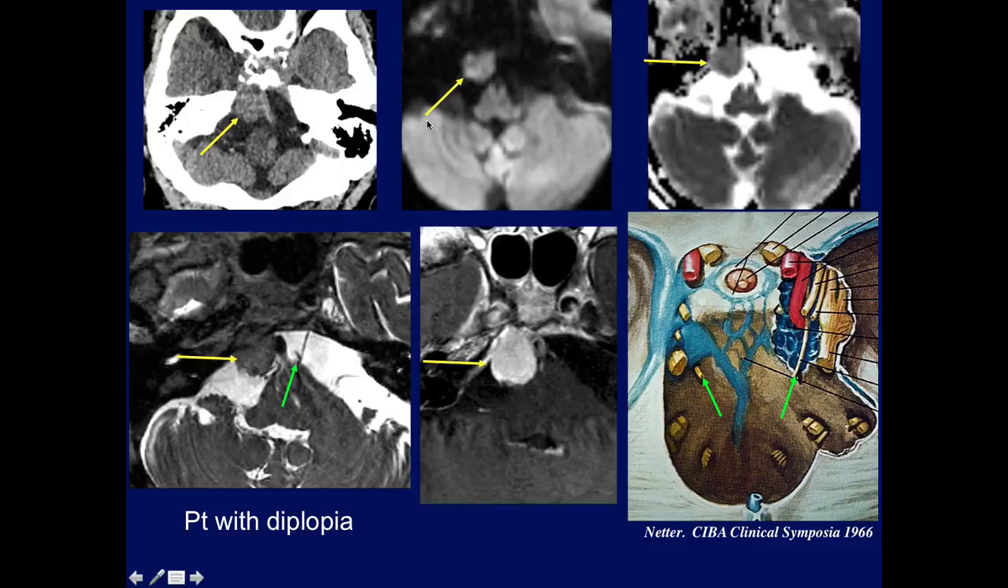And here's a different type of upper clival meningioma, closer to the petrous apex here, maybe arose from the petrous apex. We see it is dark on the diffusion, which meningiomas will do. And the patient has diplopia. What nerve am I pointing to with the green arrow?